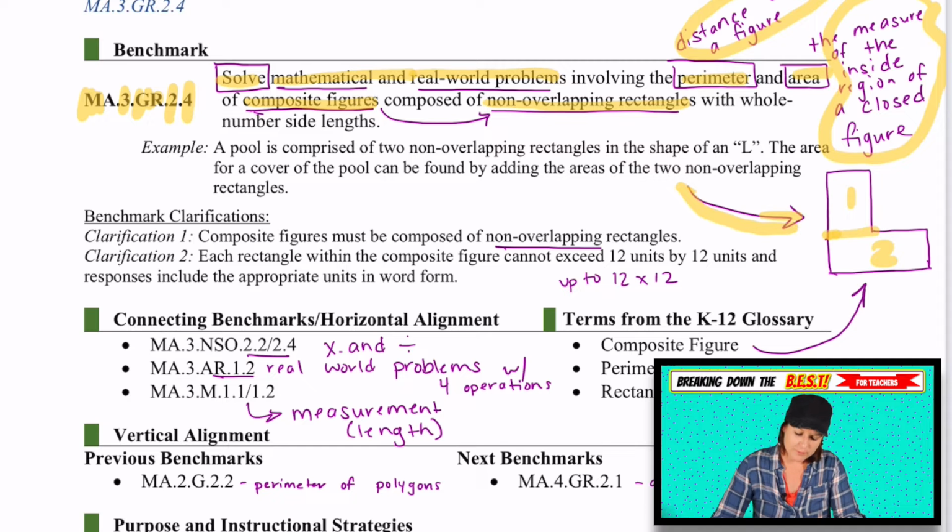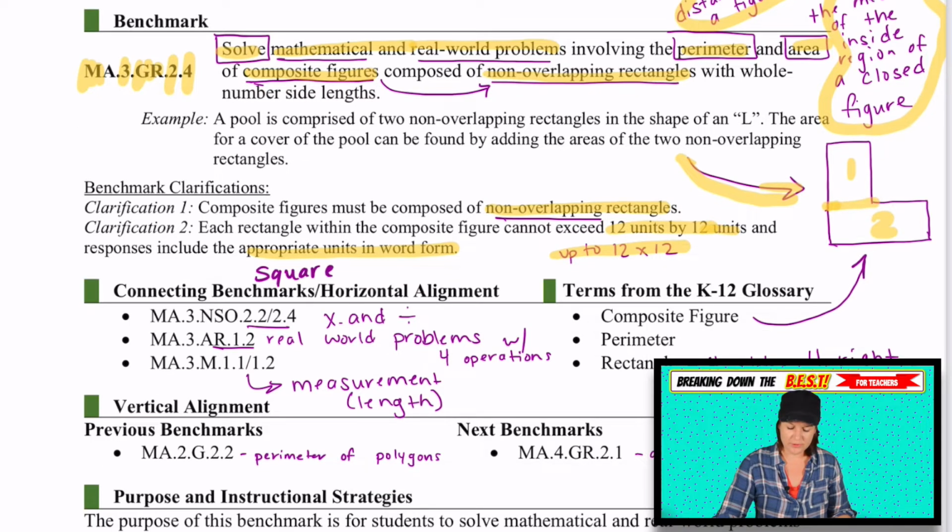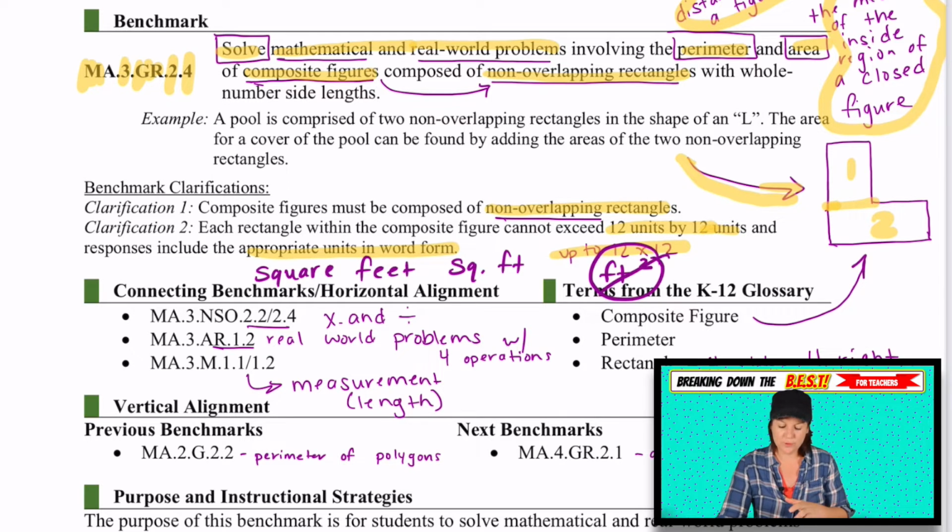Some clarifications here. It says that composite figures must be composed of non-overlapping rectangles. Well, we just talked about that, meaning that they can't cross, they need to just fit together just so. Each rectangle within the composite figure cannot exceed 12 units by 12 units, up to 12 by 12, and it needs to be in appropriate units in word form. For instance, if our answer is in square feet, we might also write it in square feet, but we are not going to really dive into feet squared like that. This right here is more of a middle school way of writing. Right now we're just going to focus on the wording of square. We'll abbreviate square with SQ, but that's what that means.